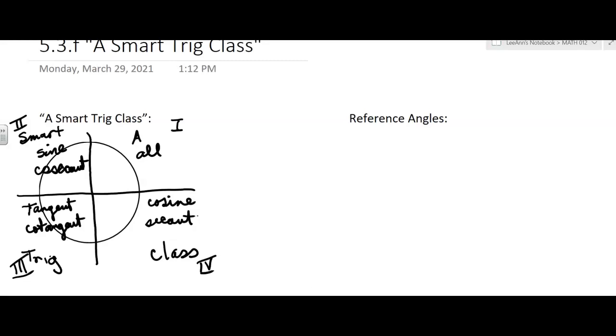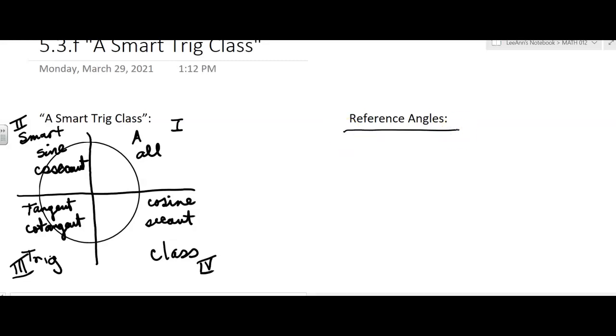And in the first quadrant, all trig functions are positive. In the second quadrant, sine and cosecant are positive. In the third quadrant, tangent and cotangent are positive. And in the fourth quadrant, cosine and secant are positive. And then what we're going to do is use reference angles.